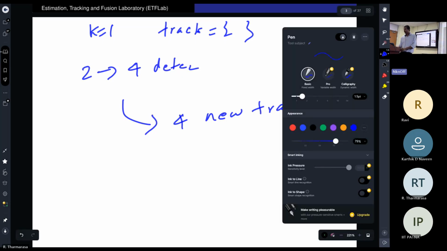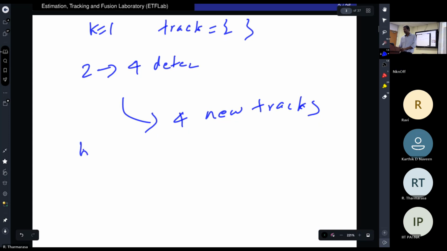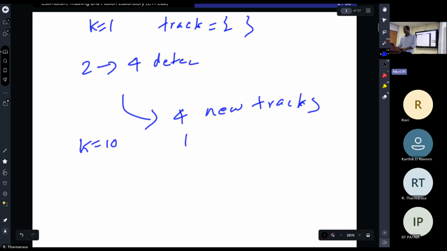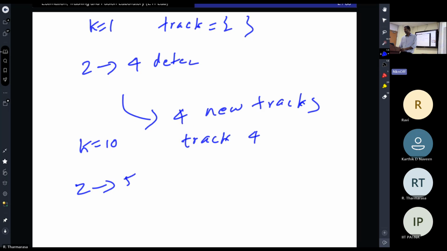Let's say now you go to k equal to 10. You already have 4 tracks. Now you get 5 detections. What do you do? You understand that?